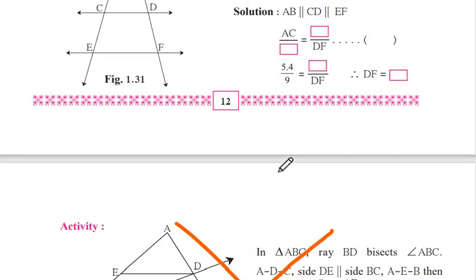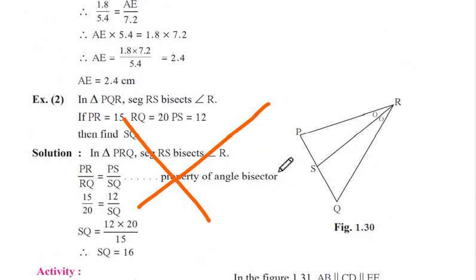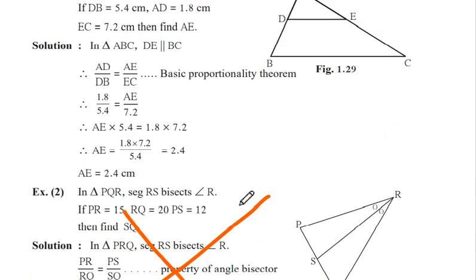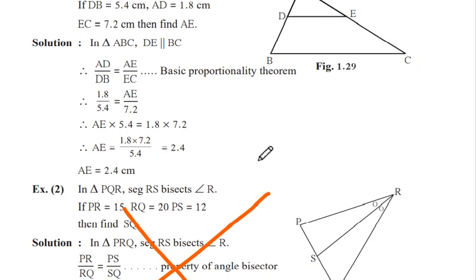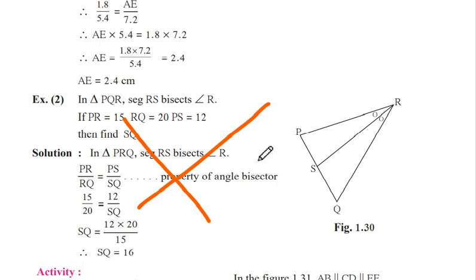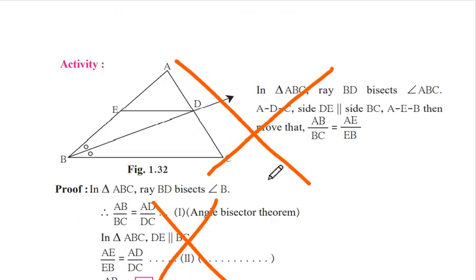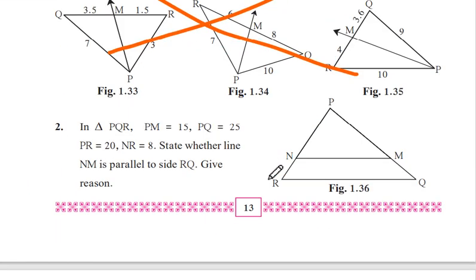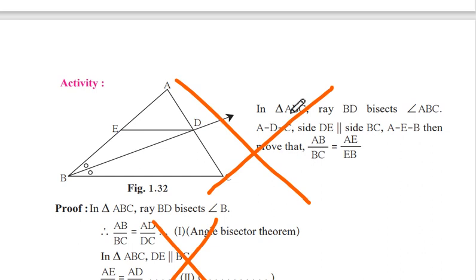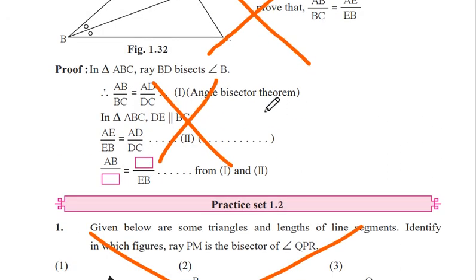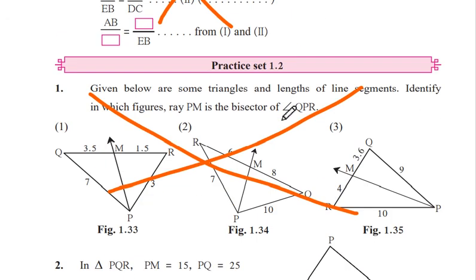Then we'll go to page number 12. Page number 12, again you can see here, question number 2 is omitted, question number 1 is BPT. So BPT theorem is there for you. So for question number 2, you have to put a cross sign. It is not there for this year. Then the next activity, that is page number 13, is again related to the angle bisector theorem. So again, this is not there.